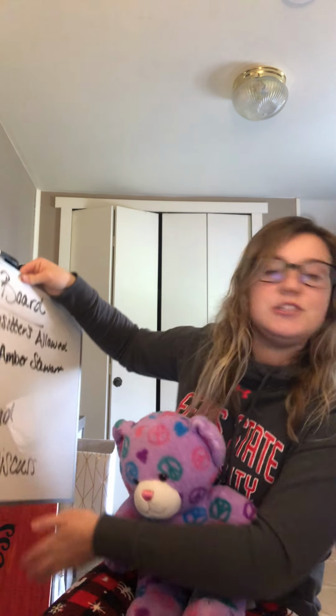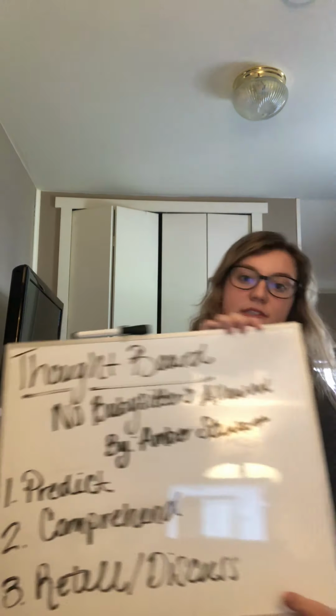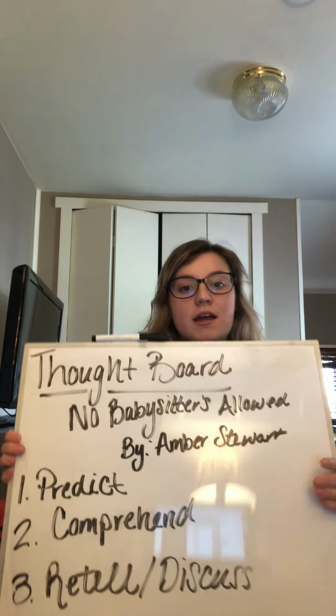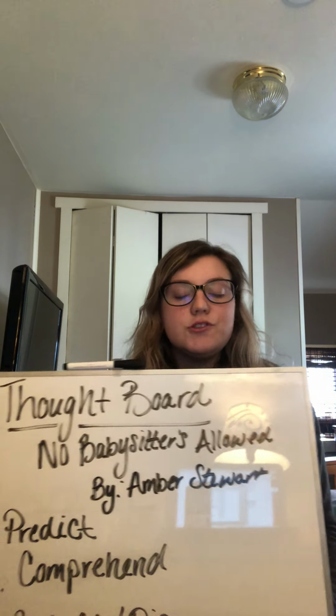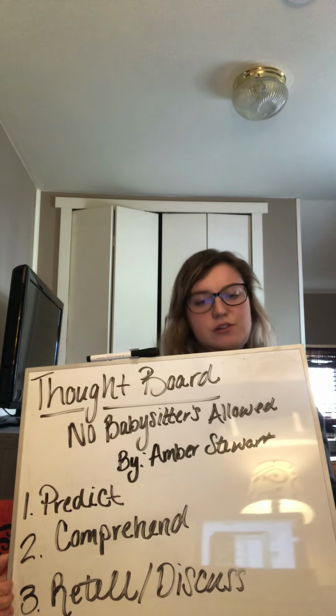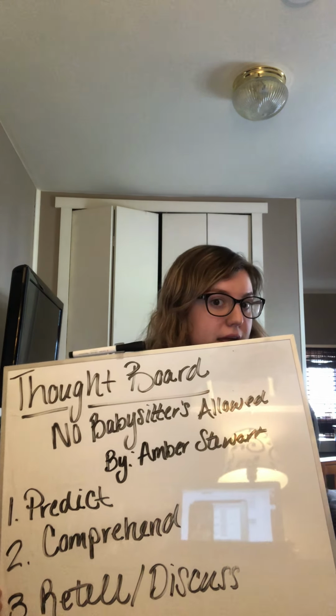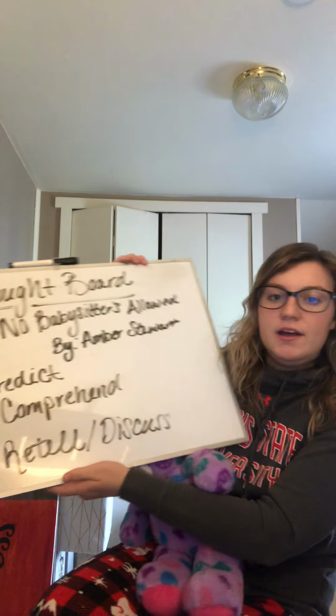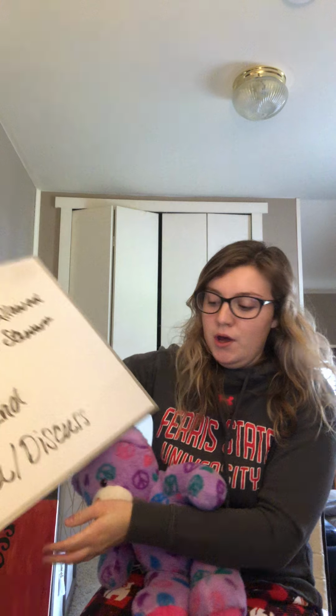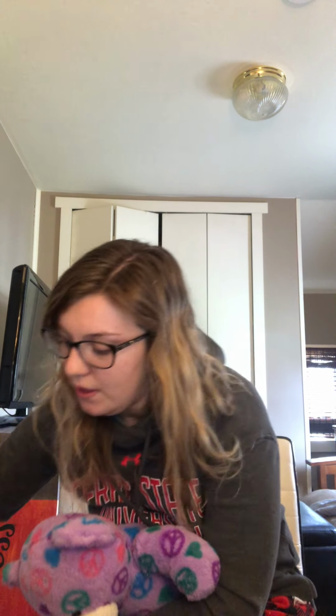The second thing we're going to do, while we're reading, is stop and I'll ask you a few questions about comprehending the story. Do you understand what's going on in the story? Do you know where the setting is taking place? Do you know who the main character is? What's their name? And lastly, the third thing on the thought board is retelling and discussing the story. We're going to talk again about who the characters were, what the setting was, what the plot of the story was, and then we can discuss who was your favorite character, why you enjoyed the story, and what you thought made the story so great.